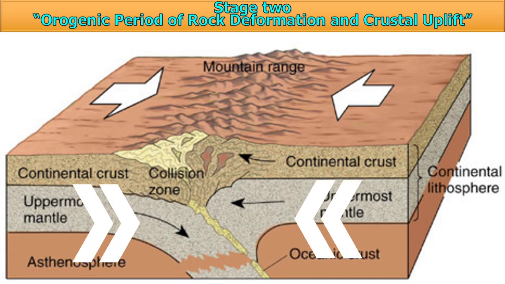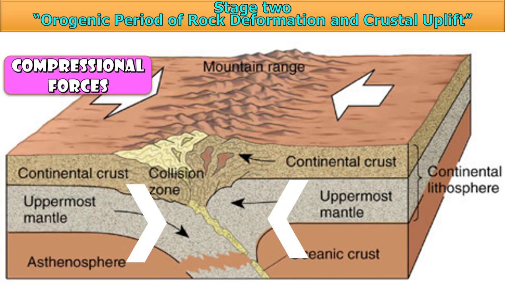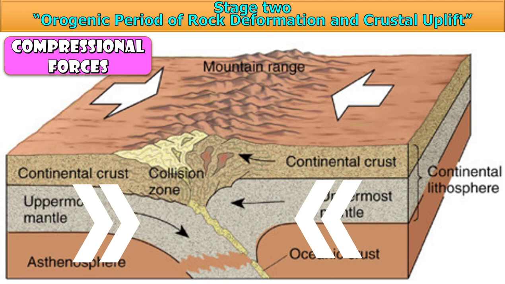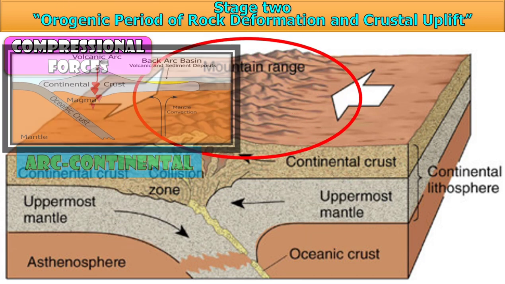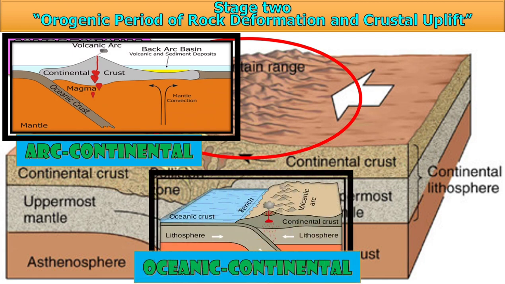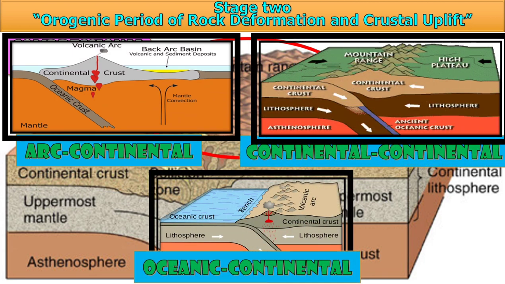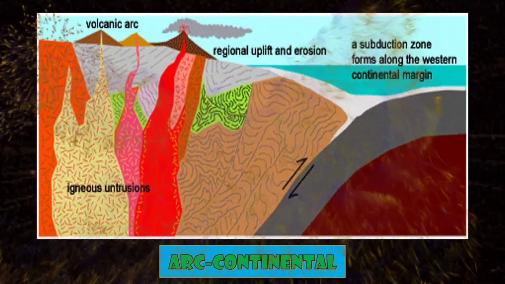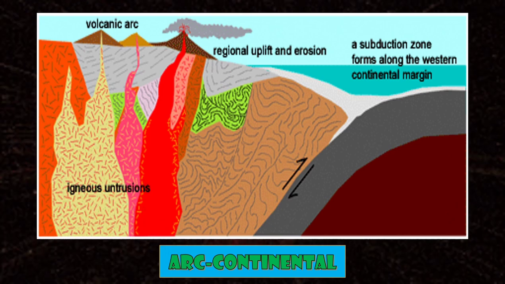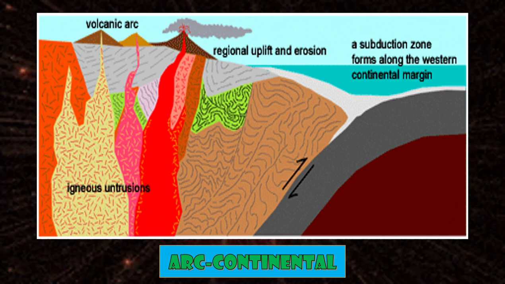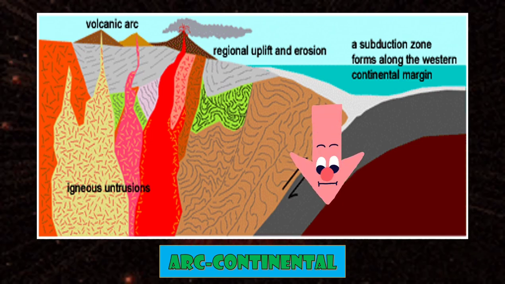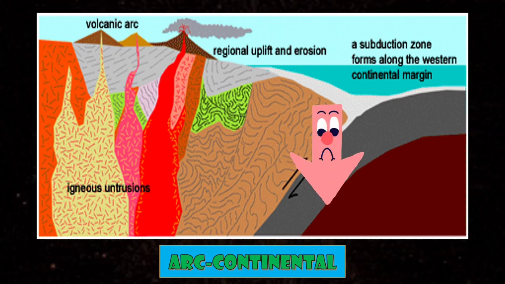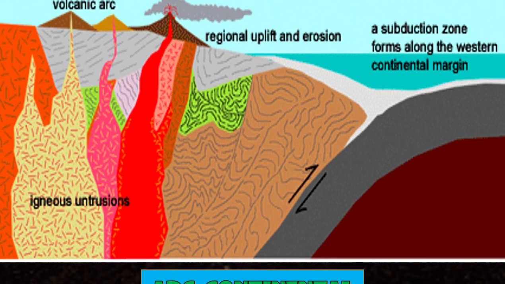During the orogenic period, the accumulated sediments are deformed by compressional forces from the collision of tectonic plates. There are three types of tectonic convergence: arc-continental, oceanic-continental, and continental-continental. The arc-continental is observed when an island arc collides with the edge of the continental plate. Here, the ocean plate area between the arc and the continent is subducted into the asthenosphere, and the sediments associated with the island arc adhere to the margin of the continent over time.